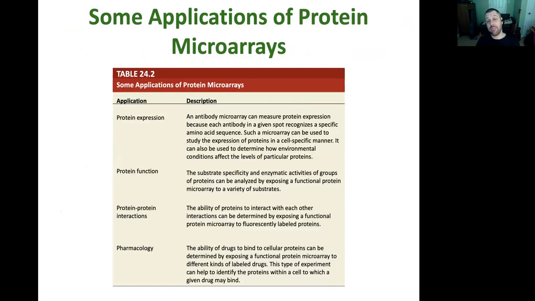But again, of course, you can think through a lot of particularly cool applications that these protein microarrays could have. For example, pharmacology, the one at the bottom there, if we think about human health, you could have all of the human proteins on a microarray, put some fluorescently labeled drugs over it, and see which proteins they bind to, which could give you potentially some drug targets for those particular drugs.